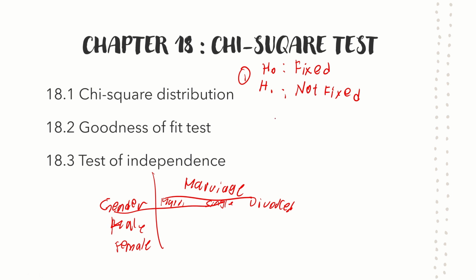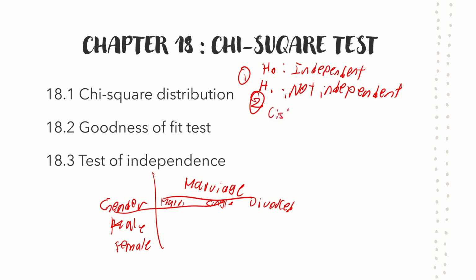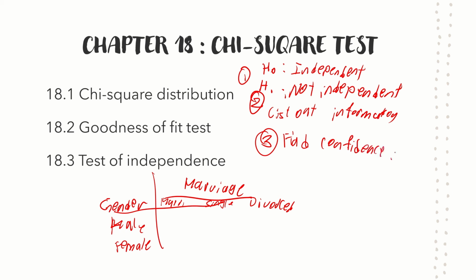So the steps are the same. The first step is to give the H0. H0 is independent. Yes, they are independent to each other. Gender and marriage are independent. But H1 says that they are not independent. Then the second step is to list out all the information you get from the question. The third step is to find the confidence. How do you find the confidence? Later your teacher will teach you. The last step is the conclusion. Just like that.